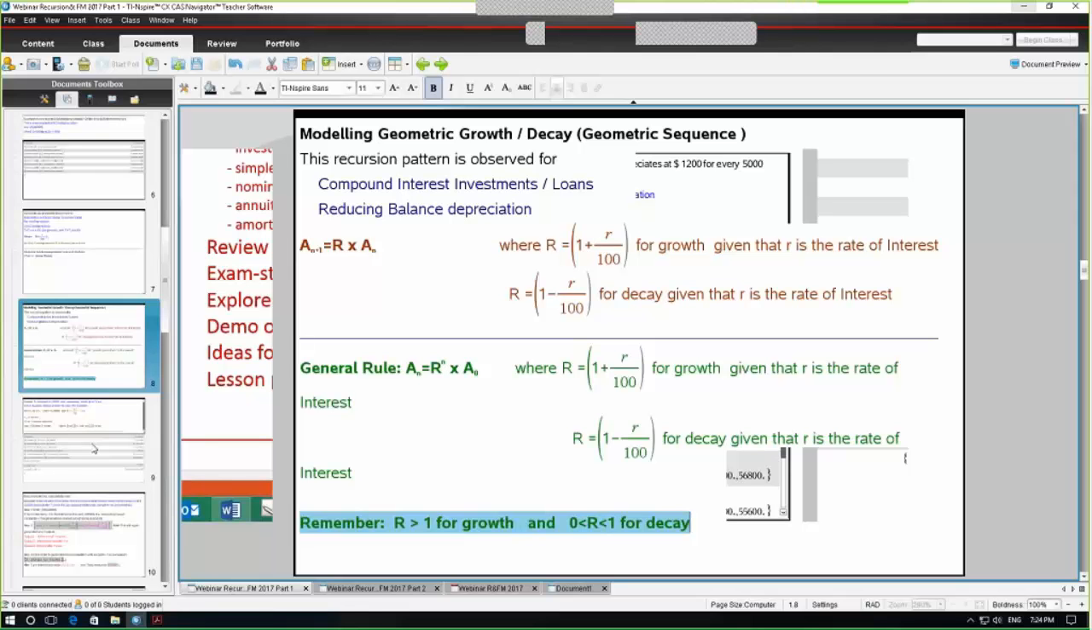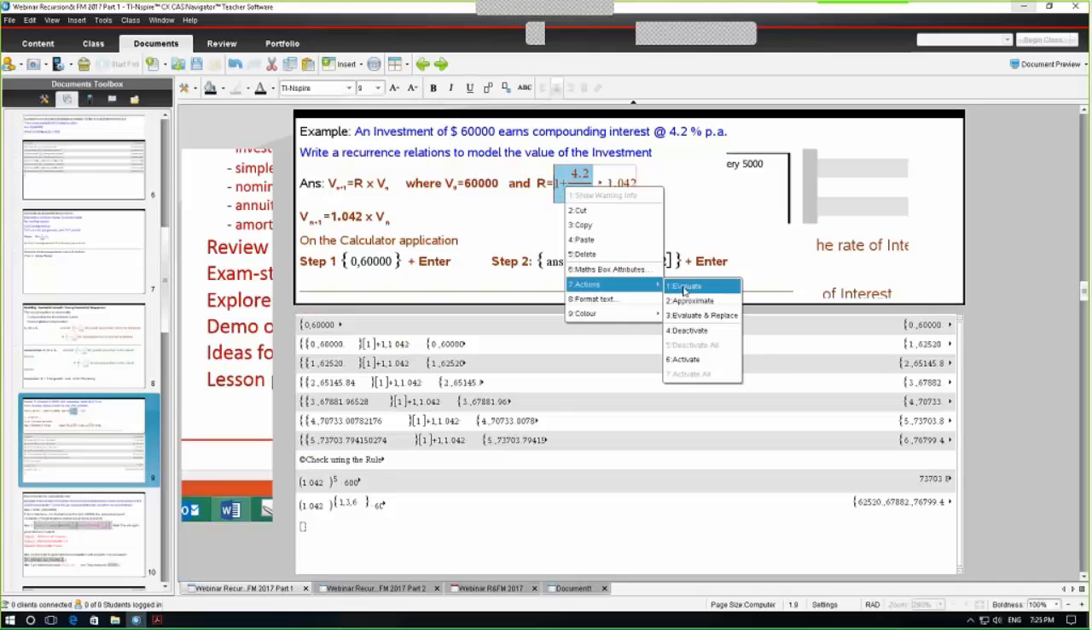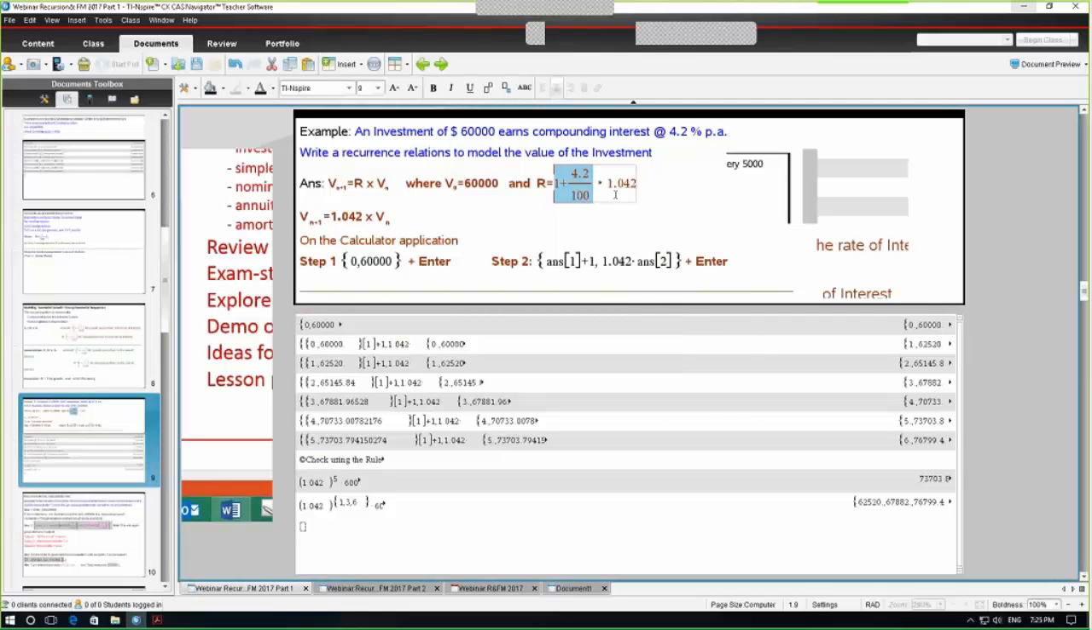So we've got another example there. An investment of 60,000 earns compounding interest at 4.2% per annum. It says, write a recurrence relation to model the value of the investment. That should be off, so I can change it right here. And that's the recurrence relation there. The value of R is 1.042. I've gone 1 plus the rate of interest over 100, and that's a live calculation. If I say evaluate, actions evaluate, I can get an exact value or an approximated value. So I'm getting 1.042, and now that's my recursion relation.